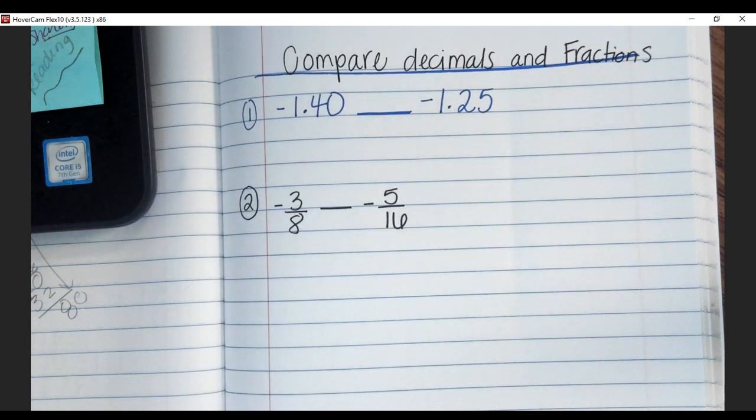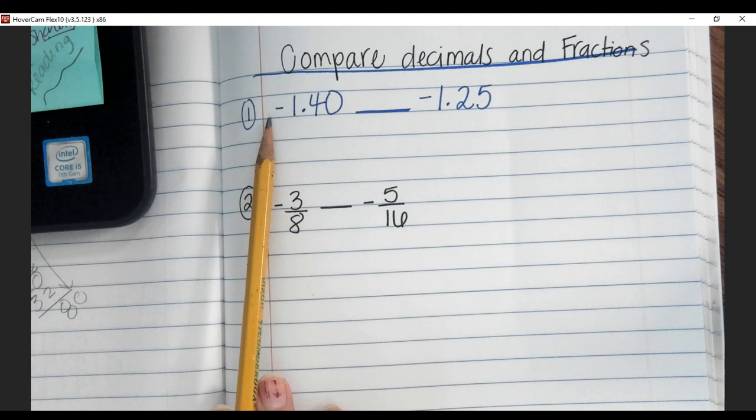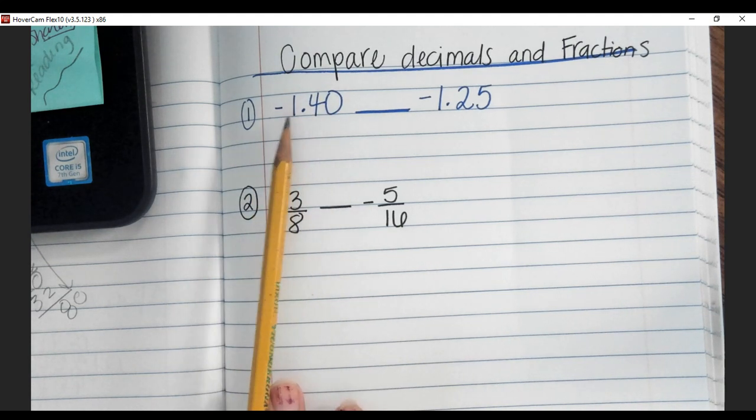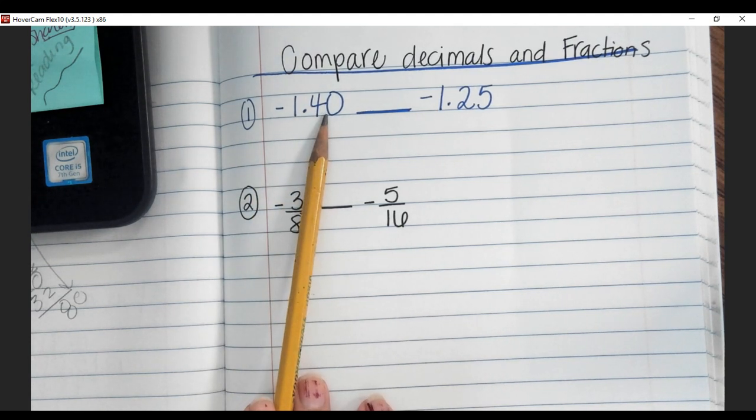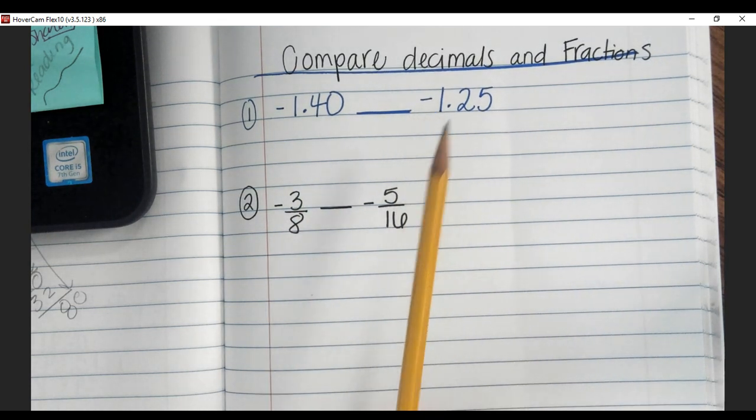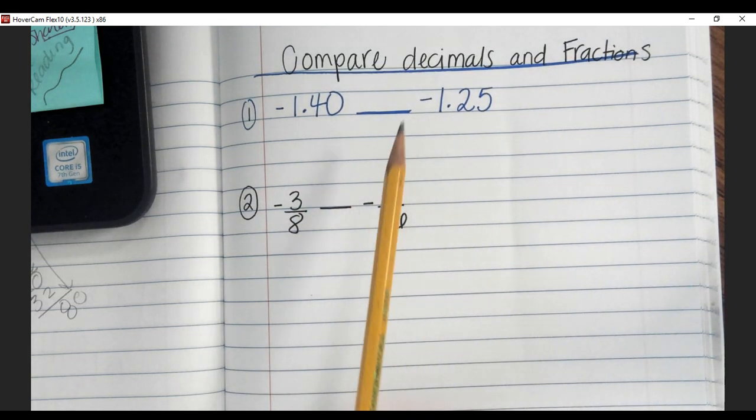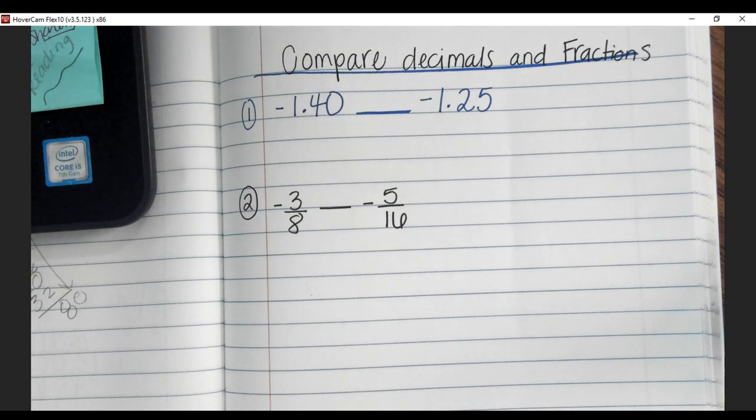We're going to use those symbols, less than or greater than, to decide whether or not these decimals are greater than or less than. So we're going to look at this first one here. The first one we have is negative 1.40, or negative 1 and 40 hundredths. Then we have negative 1 and 25 hundredths. So we're comparing these. Now, just like when you're comparing any number, you can use a number line to help.